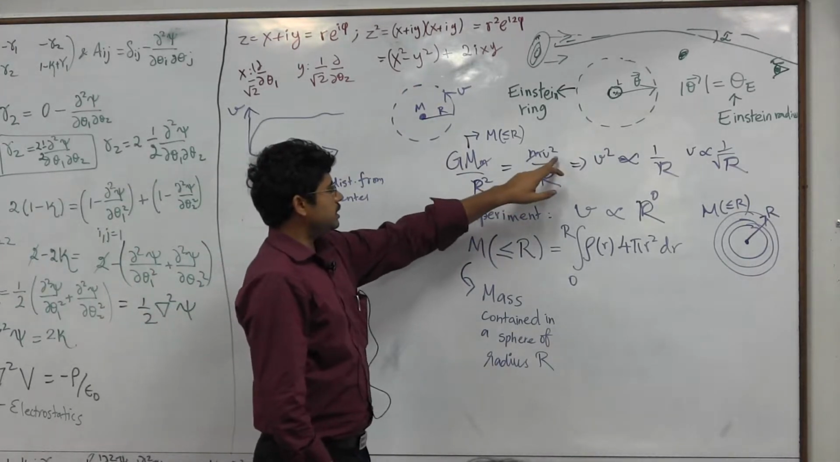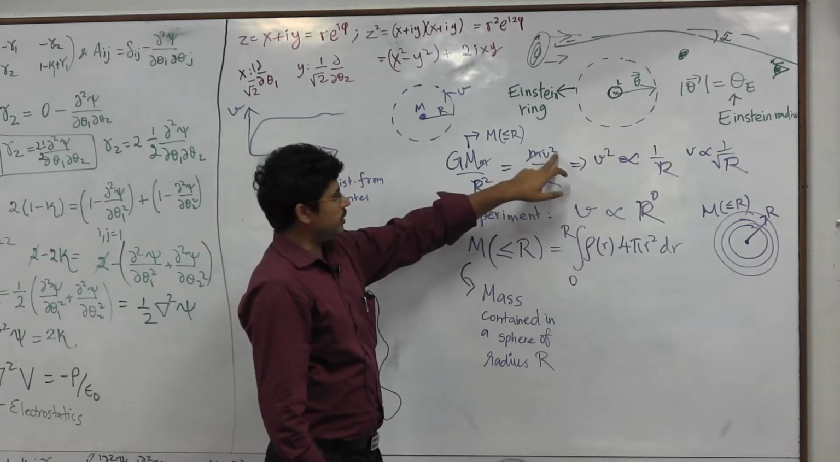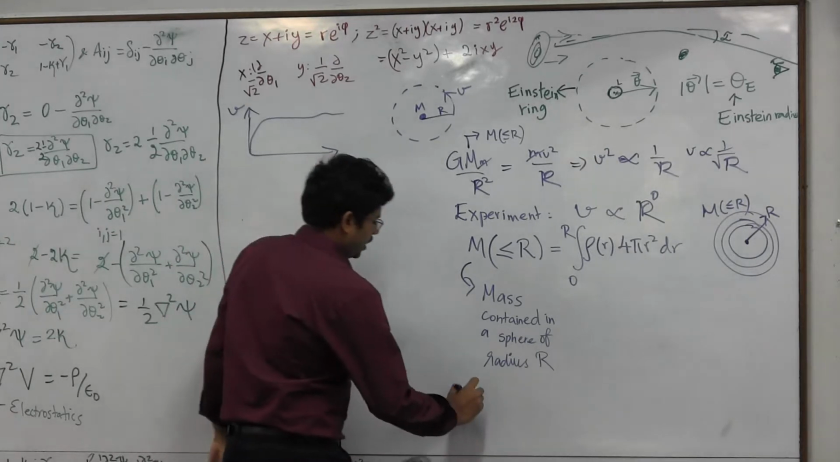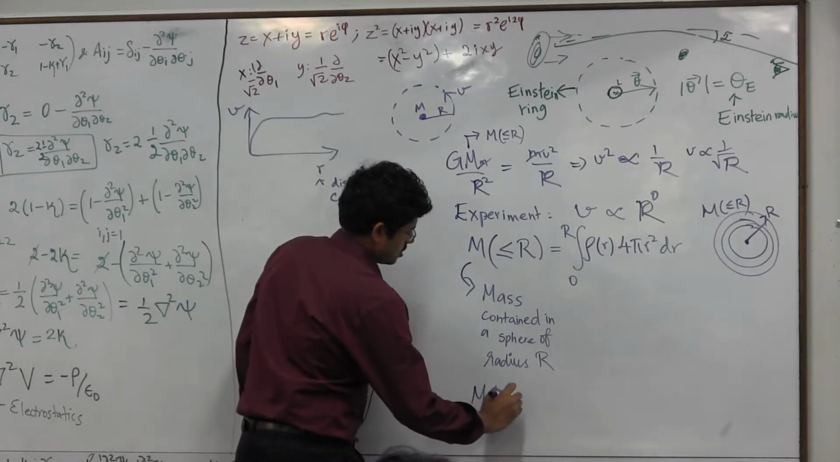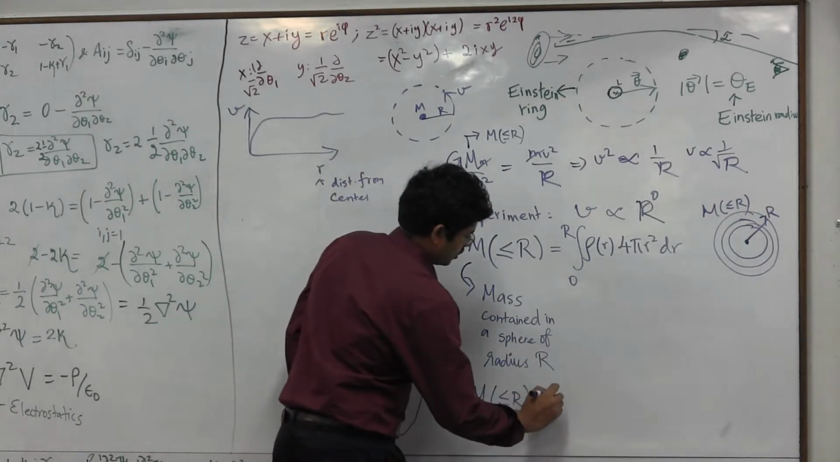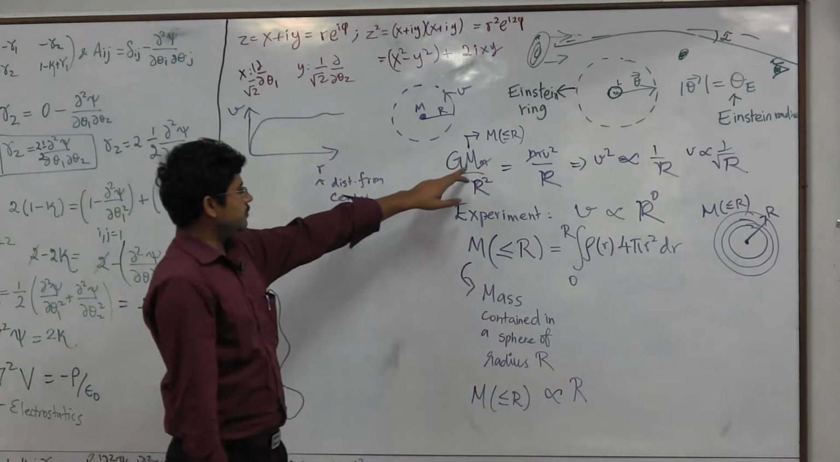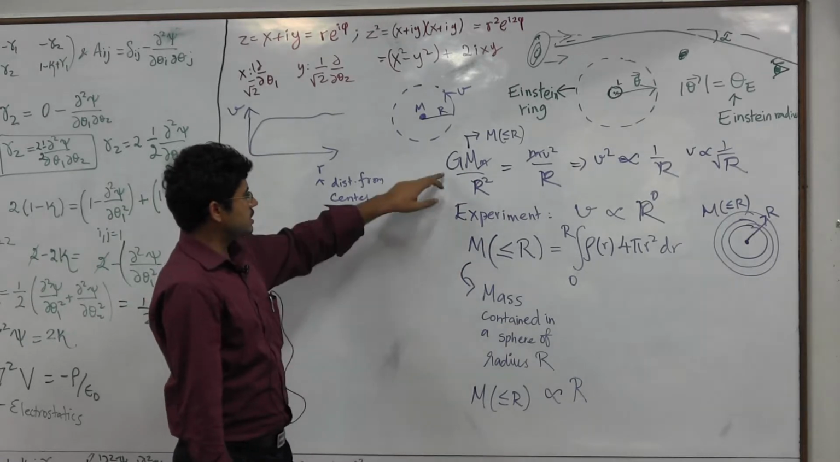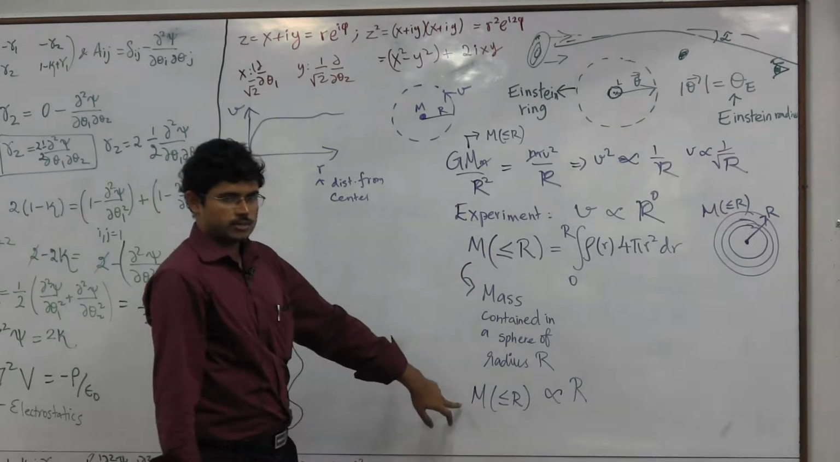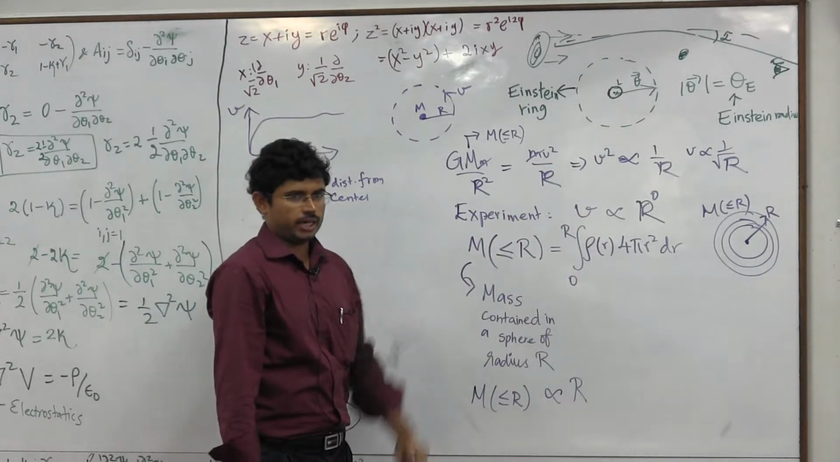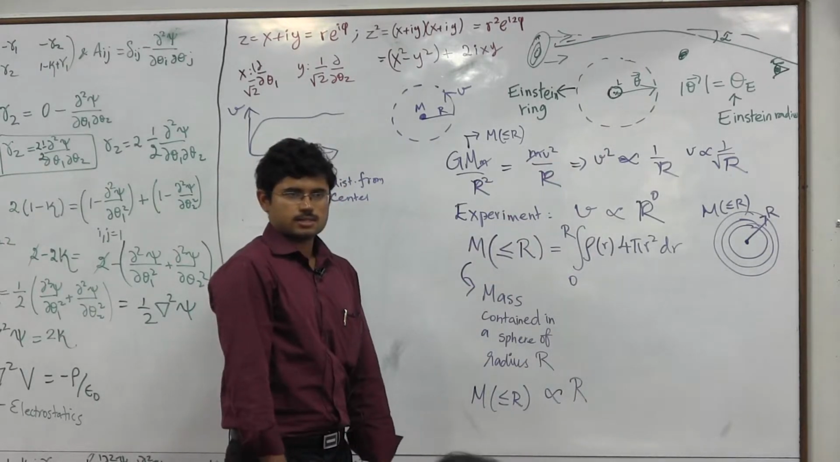So if this has to go as r power 0, then m has to be proportional to r itself. So that GM over r square will go as 1 by r, and that is the same as v square by r, and v will not have any r dependence. Is this clear?